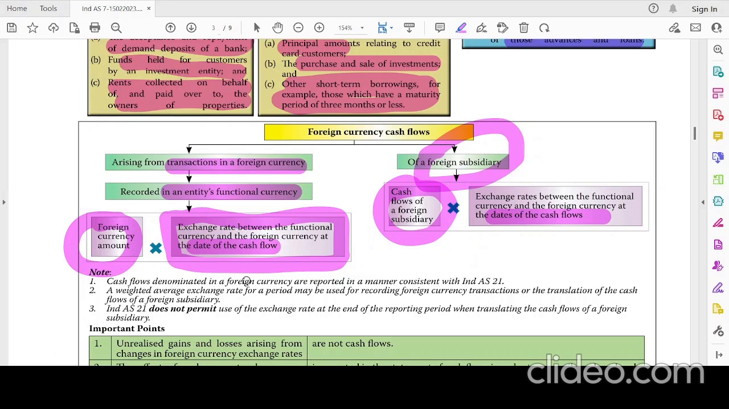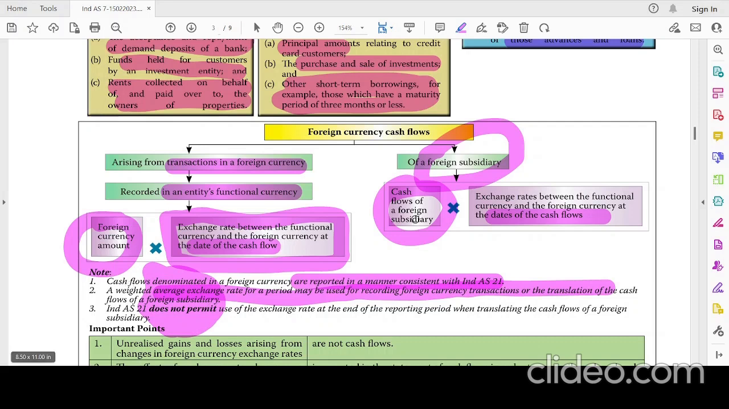A weighted average exchange rate for the period may be used for recording the foreign currency transaction or translating the cash flows of a foreign subsidiary. For a particular date transaction, I can get the particular exchange rate, but a subsidiary has cash flows on multiple days, so it is very difficult to keep applying the exchange rate for each day. That's why I am permitted to use the weighted average exchange rate for the period. Ind AS 21 does not permit, and this is very important, use of the exchange rate at the end of the reporting period when translating the cash flows of the foreign subsidiary.